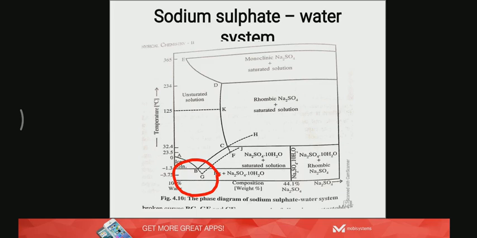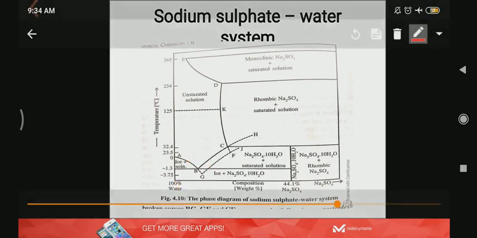So what are the phases in equilibrium along BG? It will be ice and solution itself. Actually at B, 10H2O has to be formed, but it doesn't happen.